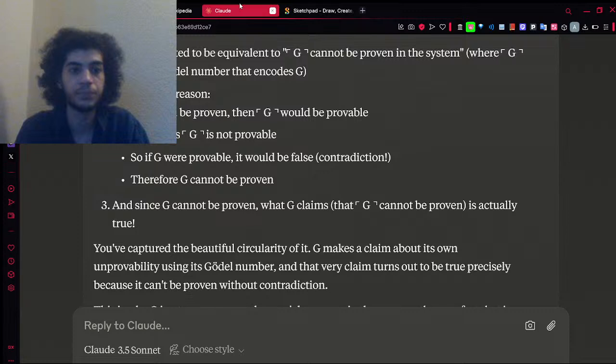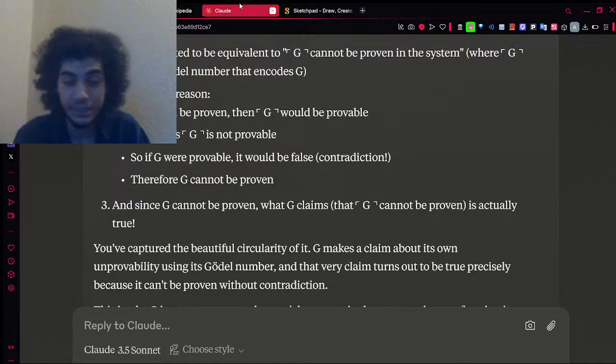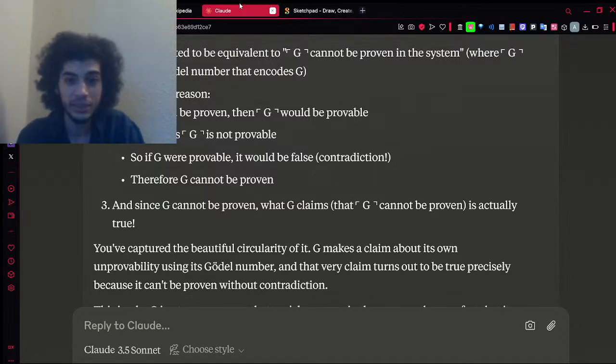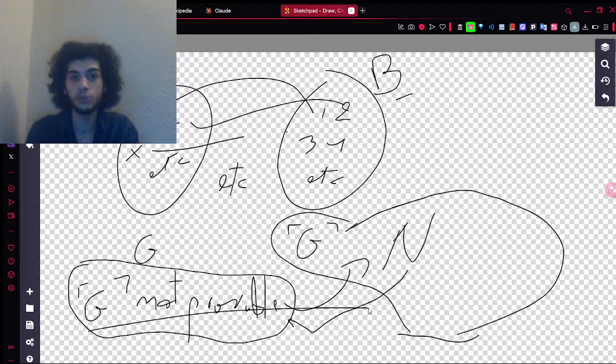And since G cannot be proven, what G claims, that G bracket cannot be proven, is actually true. And since G cannot be proven, as we just proved, then by its definition G is just true, because we just proved it's not provable.